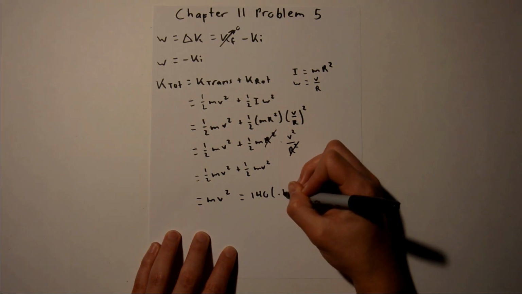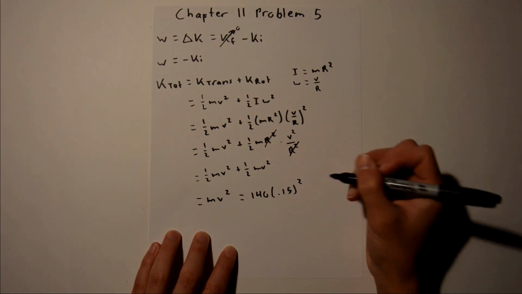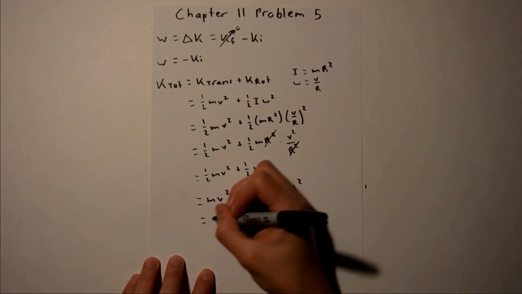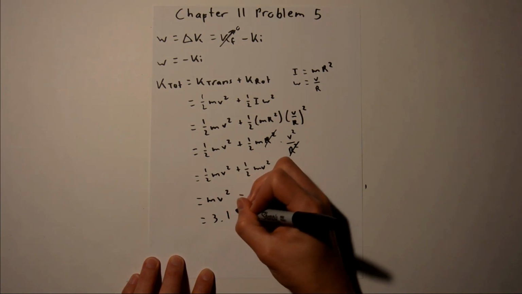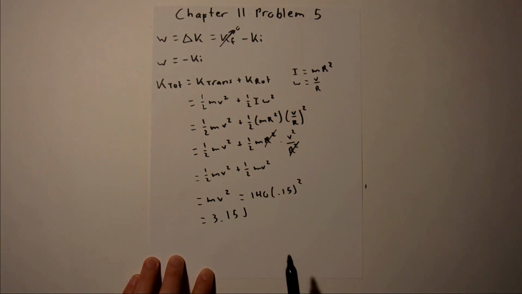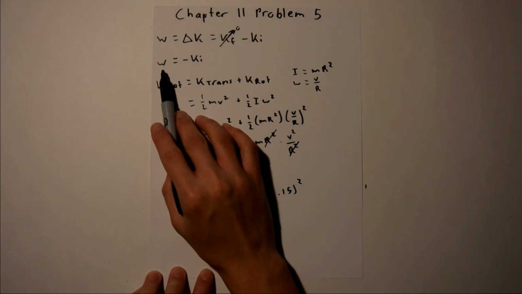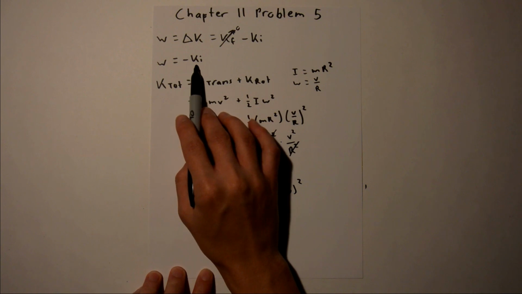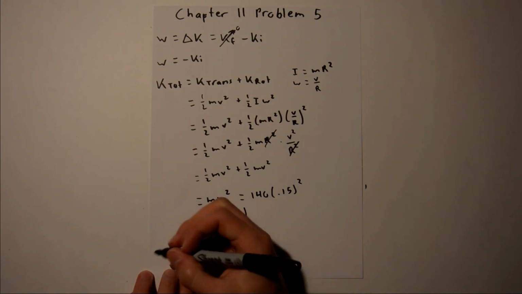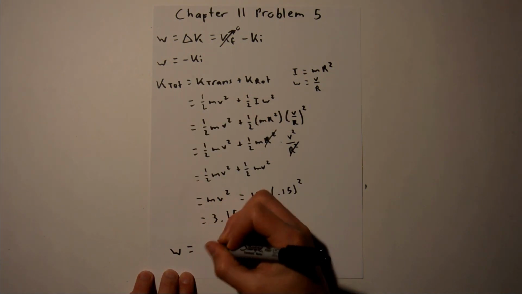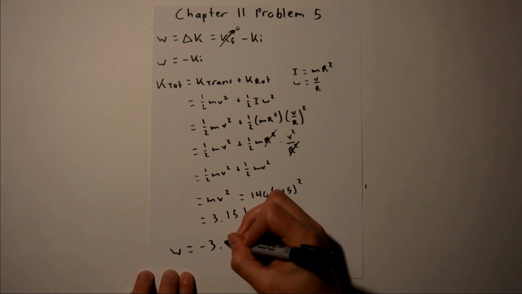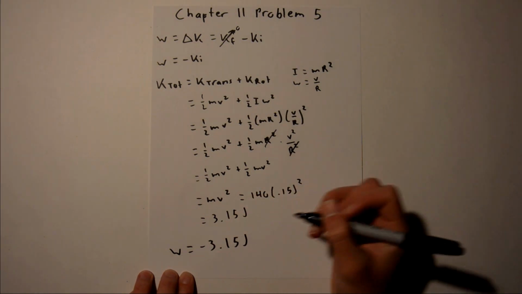140 times 0.15 squared, and that is equal to 3.15 joules, and that is equal to our initial kinetic energy. But as we see up here, work is equal to the negative of that initial kinetic energy, so work is equal to negative 3.15 joules.